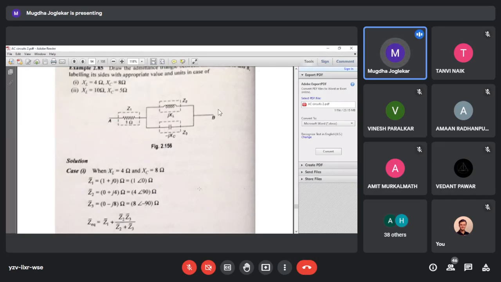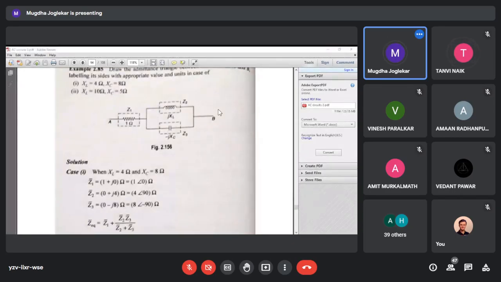Then all of you find out the Z equivalent value and find out Y equivalent, which is 1 by Z equivalent. And then I will tell you how to draw the admittance triangle. Yes, are you able to do it? Yes, ma'am. Okay, continue.